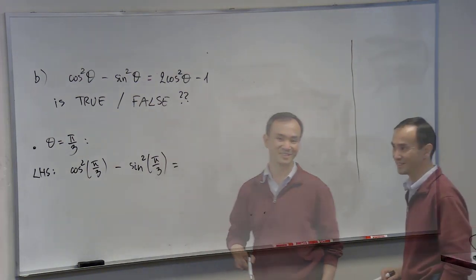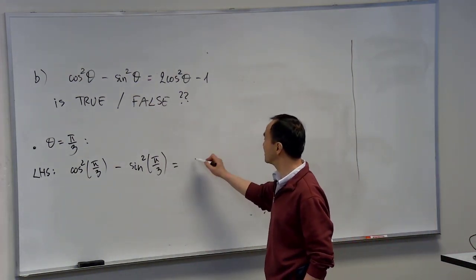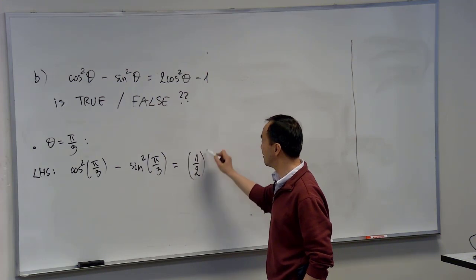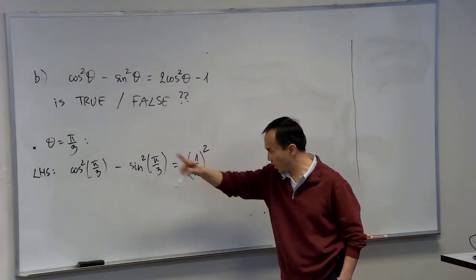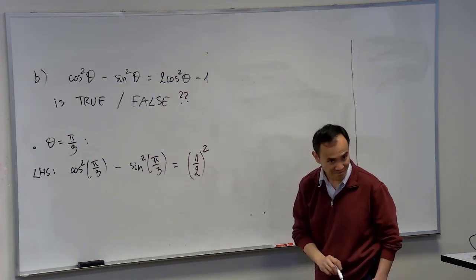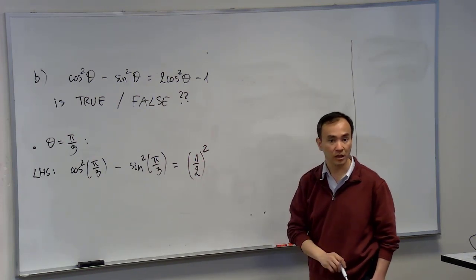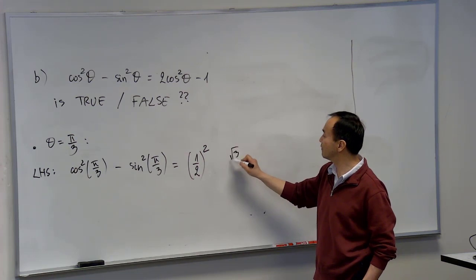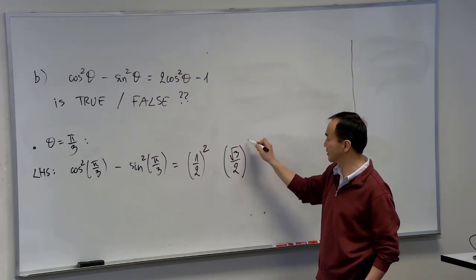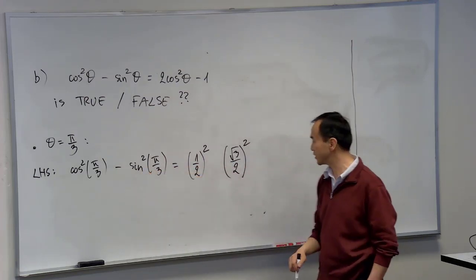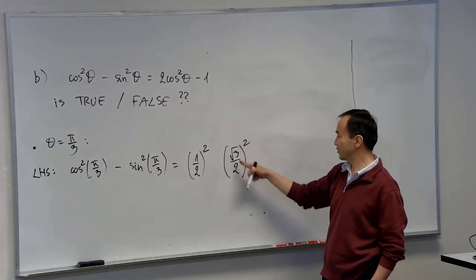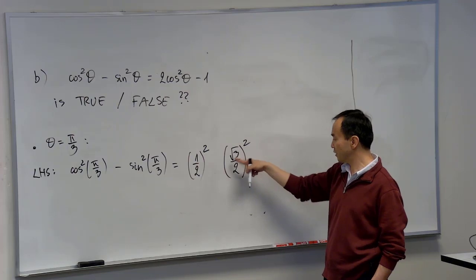Okay. 1/2. That's right. But don't forget, 1/2 all squared, right? Cosine of pi over 3 is 1/2, but now cosine squared gives me 1/2 all squared. What's sine of pi over 3? Root 3 over 2, I agree, right? Now, the expression on the left-hand side says sine squared of pi over 3. So from there, we got root 3 over 2, all squared.